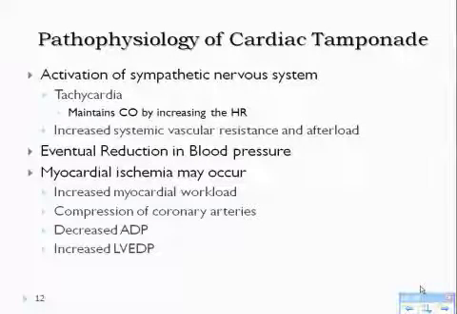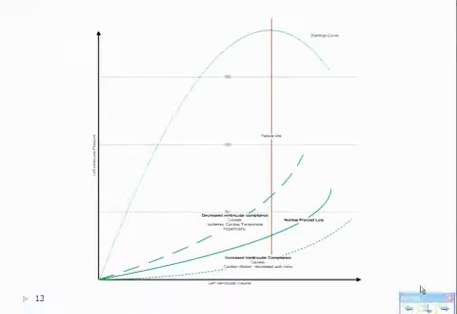You may also develop myocardial ischemia because of the increased external pressure and increase in left ventricular end diastolic pressure. It decreases your coronary perfusion pressure, so it's a significant problem. What you're seeing here, the green line shows a normal preload line. What you see in tamponade is that the actual preload line is shifting upwards, okay?